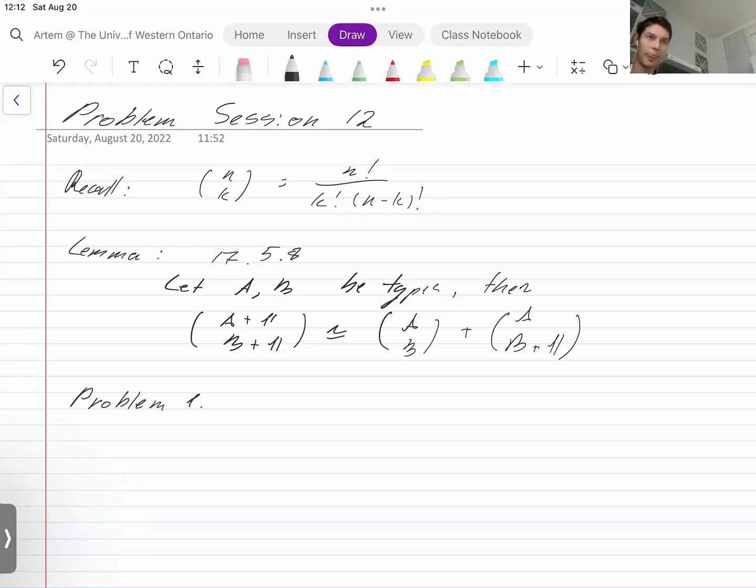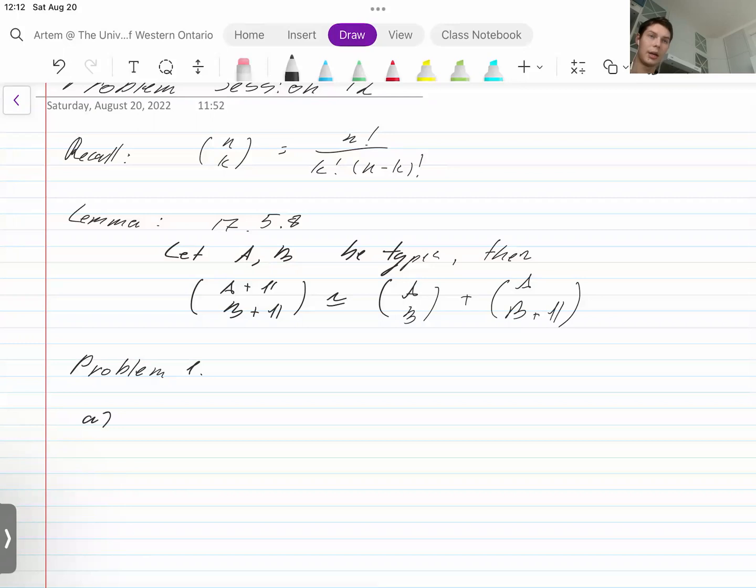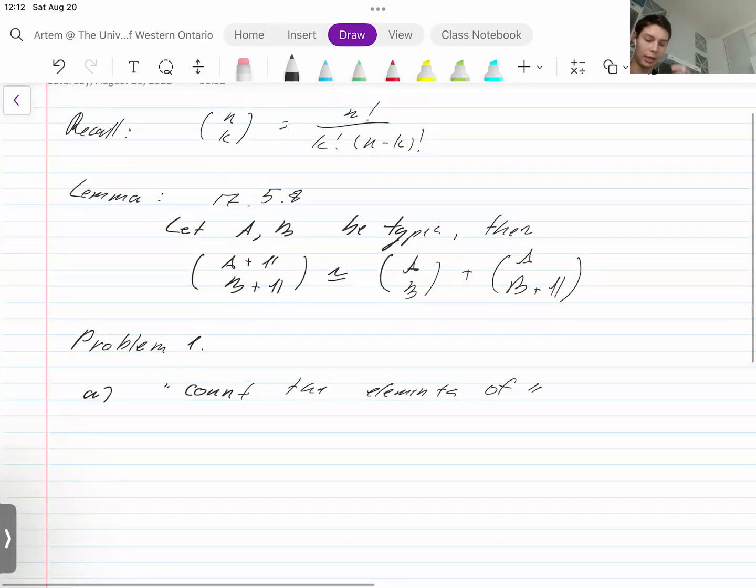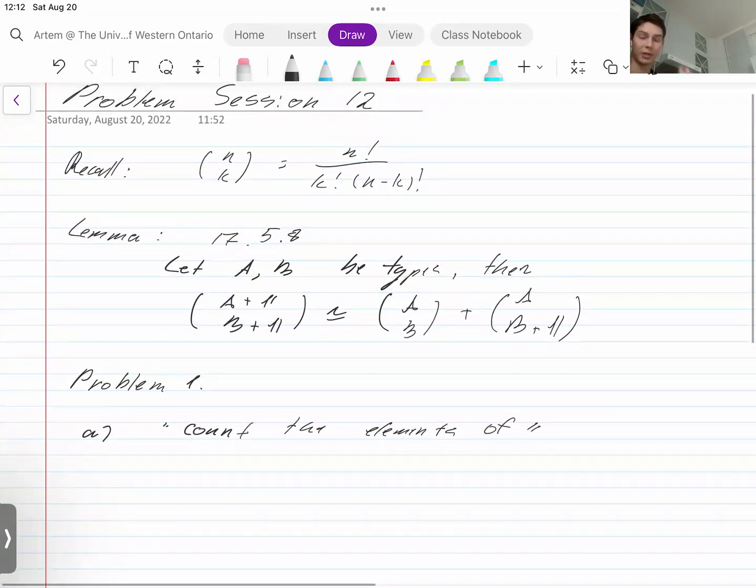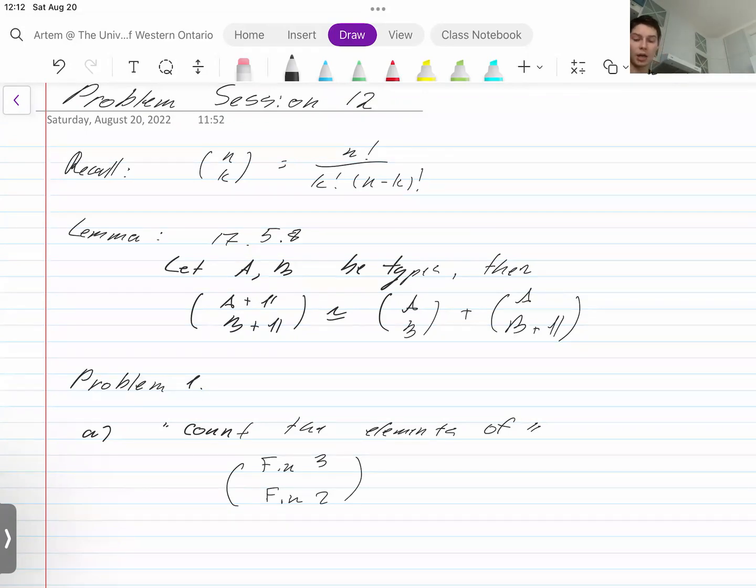So with that said, we'll do problem 1. Part A says to count the elements of, and I put this in quotation marks simply because there is, of course, a formal way of saying this, the choice of finite set with 3 elements, finite set with 2 elements. Using the intuition we get from combinatorics, I want to say that this is actually equivalent to Fin 3, right?